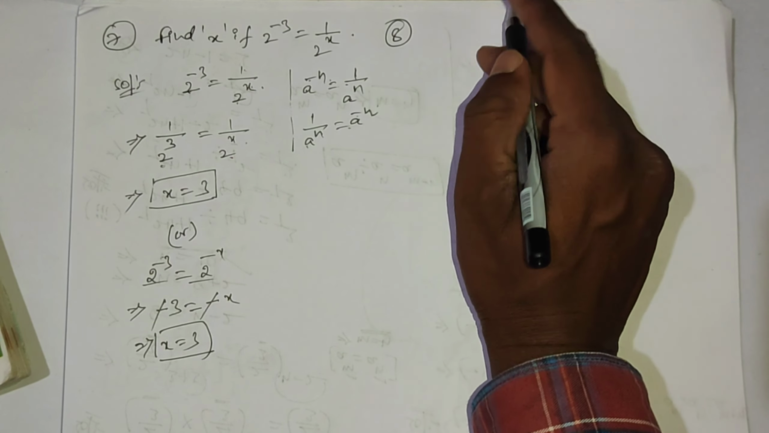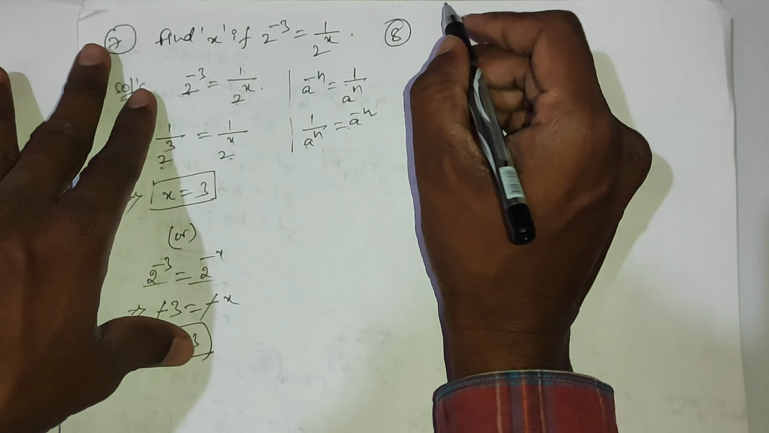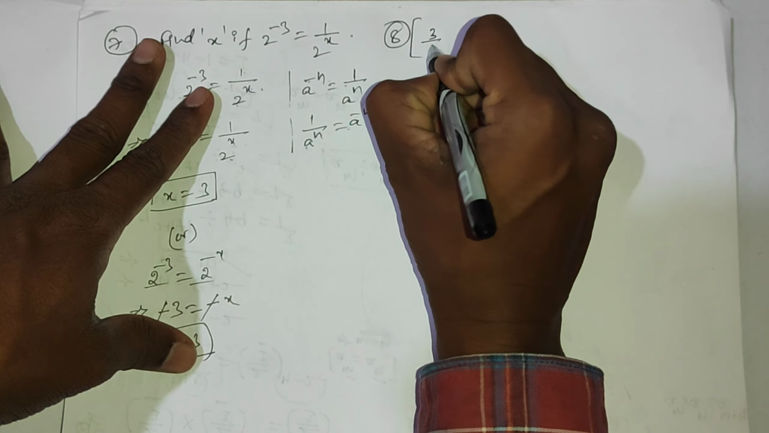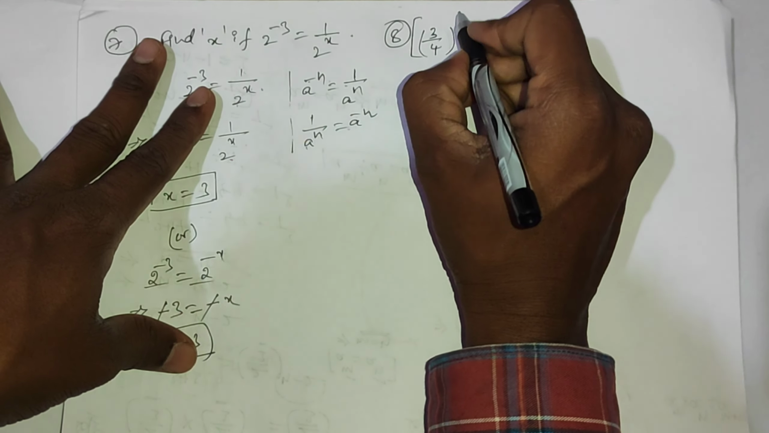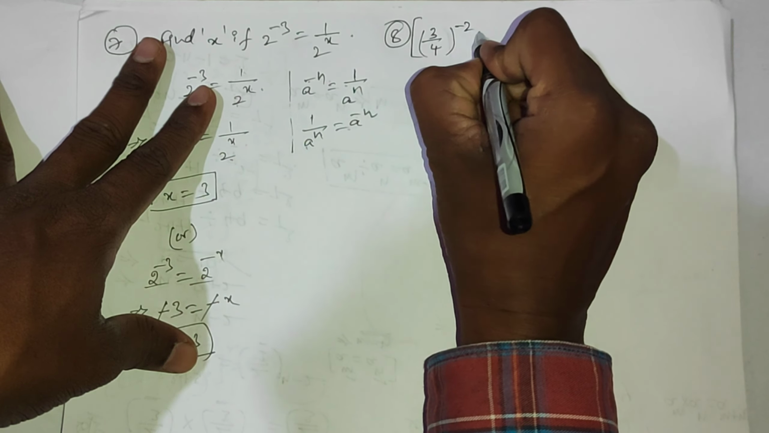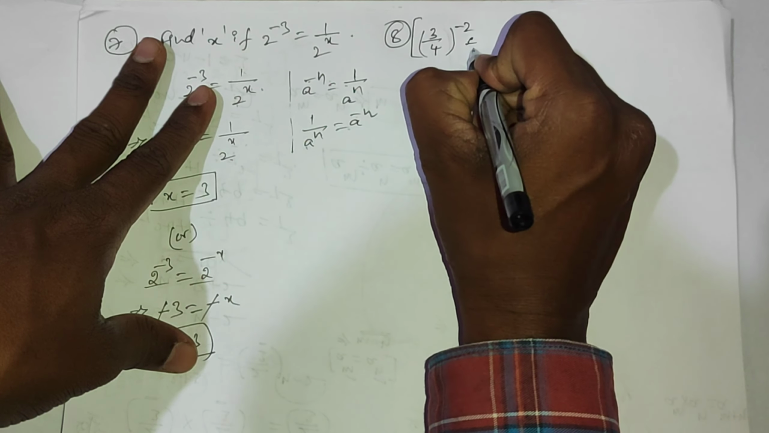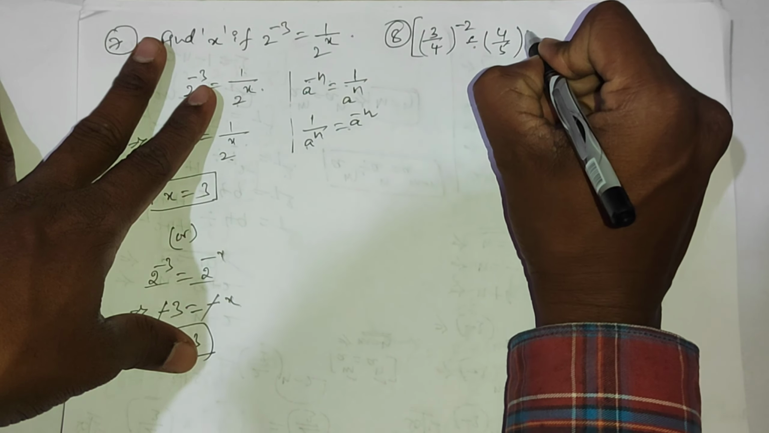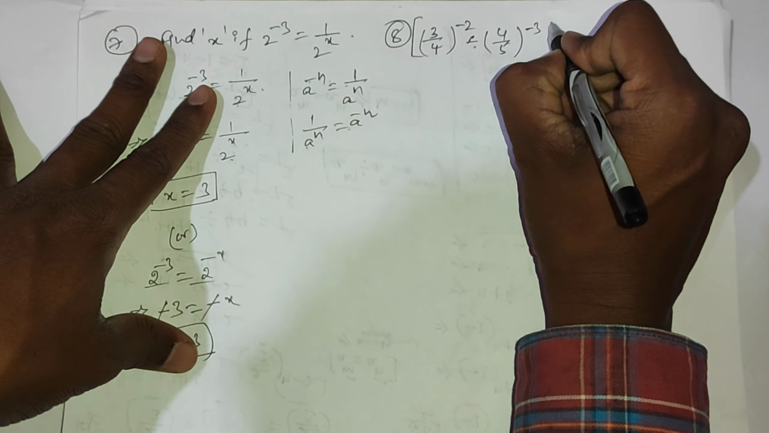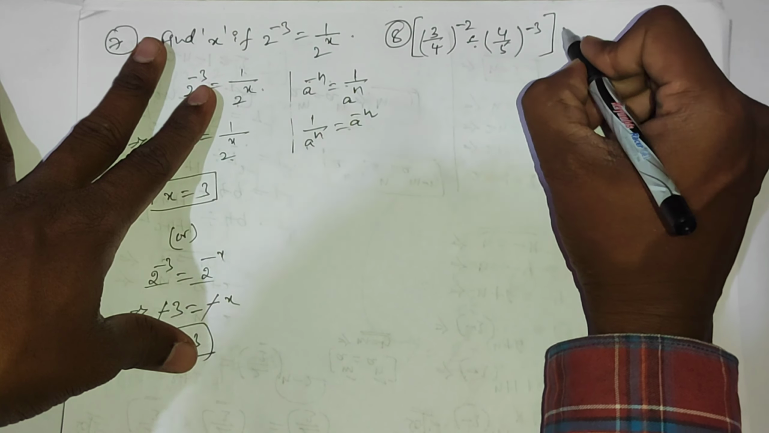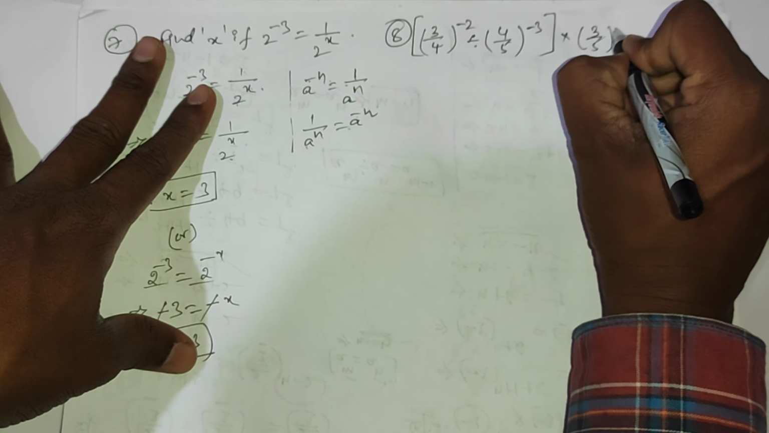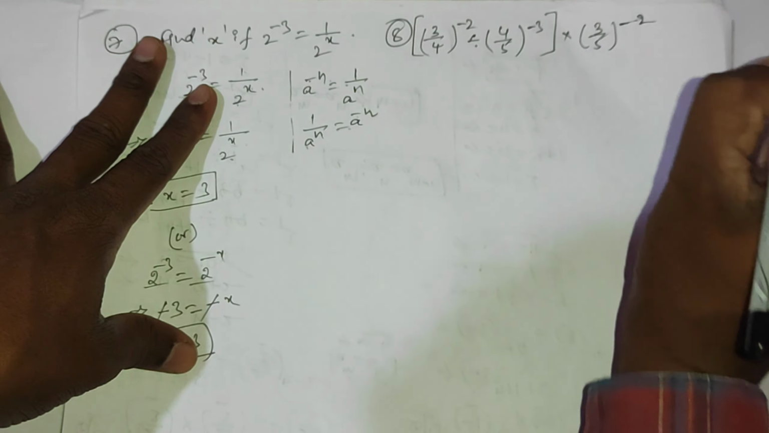Question number 8 is what? Simplify: 3 by 4 whole to the power of minus 2, divided by 4 by 5 whole to the power of minus 3, close brackets, into 3 by 5 whole to the power of minus 2.